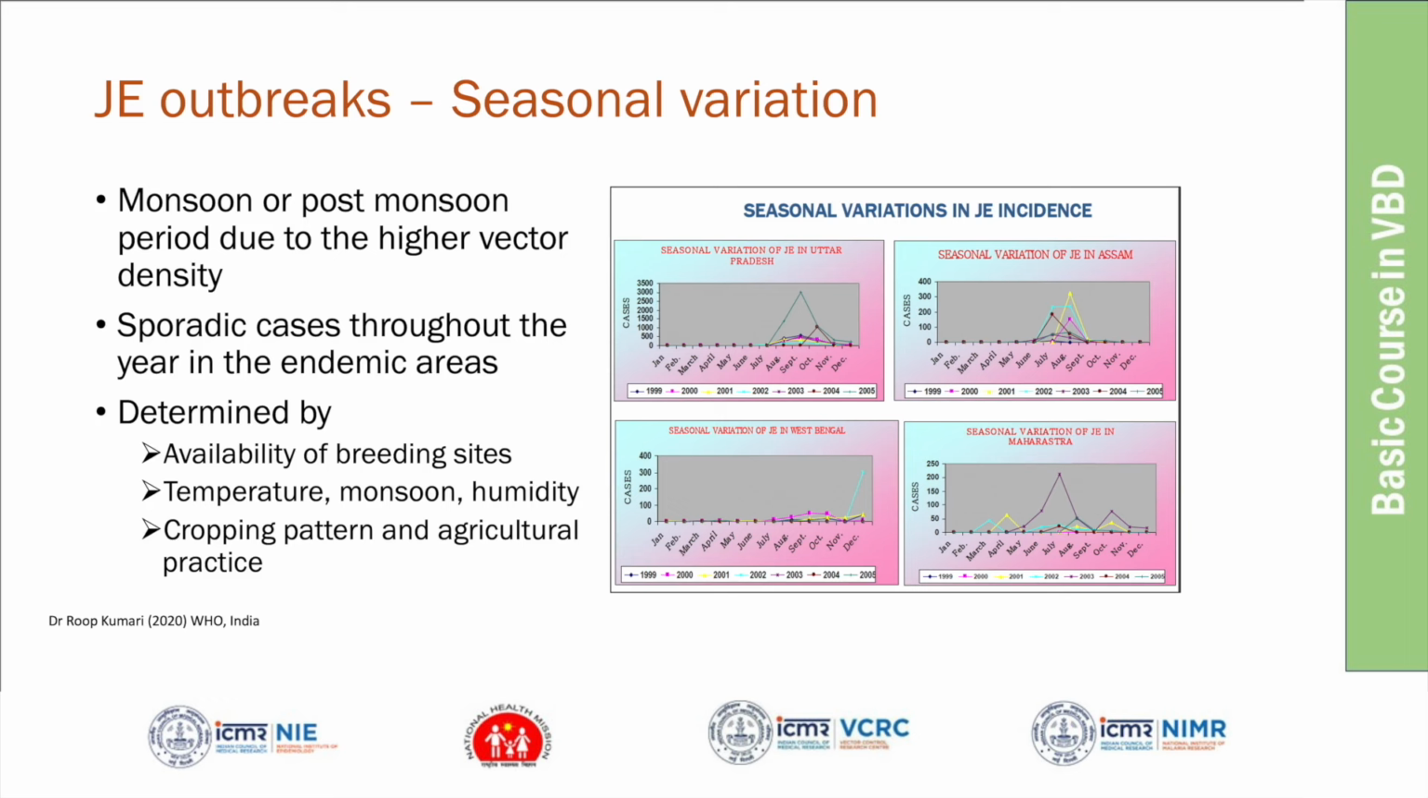And the outbreaks are determined by the availability of breeding sites, temperature, and the cropping pattern. Culex mosquitoes can breed in areas where rice and paddy are cultivated, because the water has to stand in the field for the rice or paddy to grow. So wherever there is rice cultivation, those areas are at high risk for JE outbreaks.